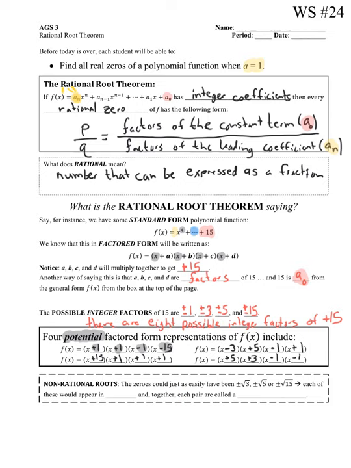So there are also non-rational roots, and I have it written down here, the zeros could just as easily have been plus or minus root 3, plus or minus root 5, plus or minus root 15. And you could still technically multiply non-rational roots together to get positive 15. Each of these roots would appear in pairs, and together, each pair is called a conjugate pair.